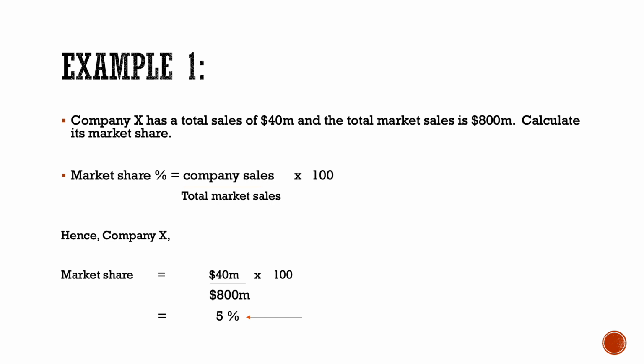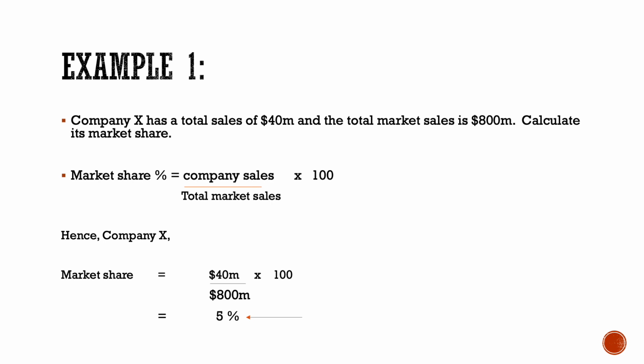Let us now have a look at this practical example. Company X has total sales of $40 million and the total market sales is $800 million. Calculate its market share. By now we all know the market share formula, which is equal to company sales divided by total market sales multiplied by 100. Here the company sales is 40 divided by the total market sales, which is 800, multiplied by 100.